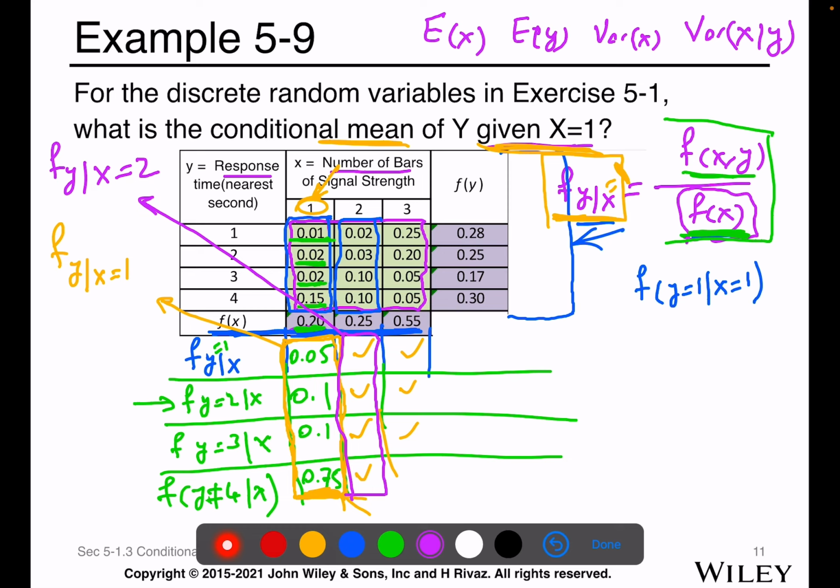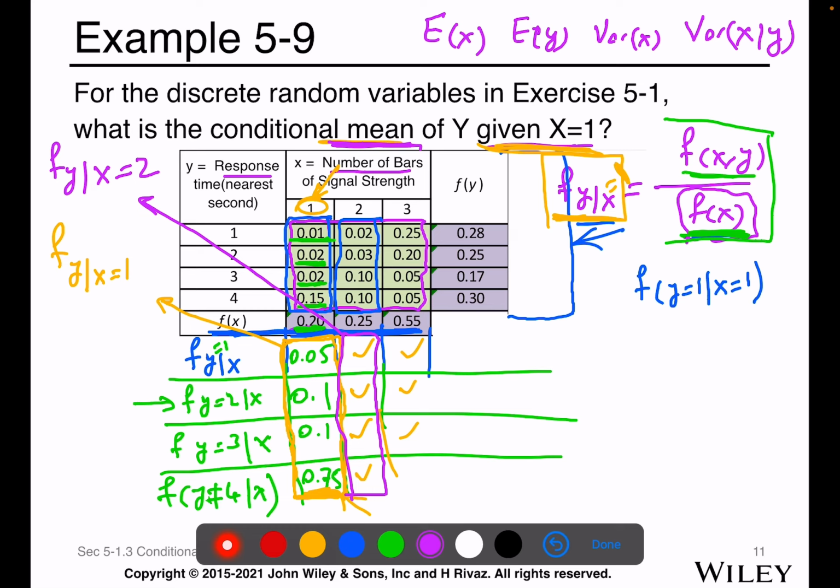Any questions so far? So now I have to calculate the mean, right? Mean is the expected value, right? Remember, whenever the question is asking for the mean, you can think of the rolling the die example, right?